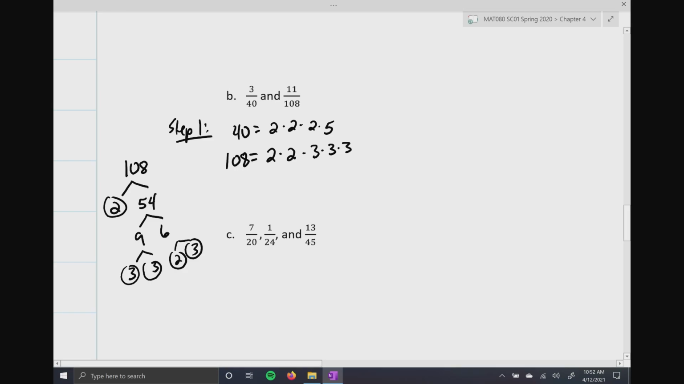All right. So step 1 is done. Step 2, you're going to write out all the different primes and circle the greatest number where they occur. So give me 1 second so you can see what I'm doing.